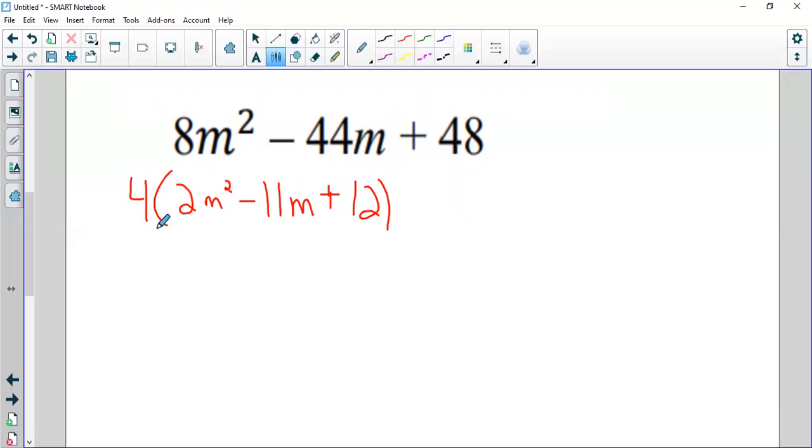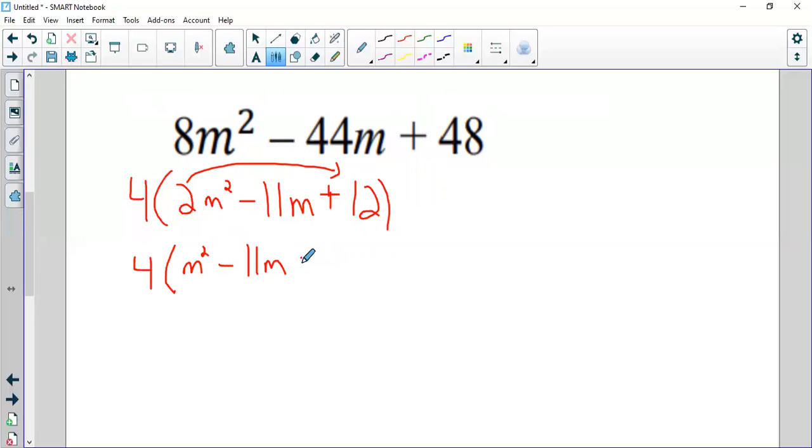So now I like to do slide, divide, slide. I'm going to take this 2 and slide. The 4 stays for the entire problem now. The 2 is gone. Now it's m squared minus 11m.